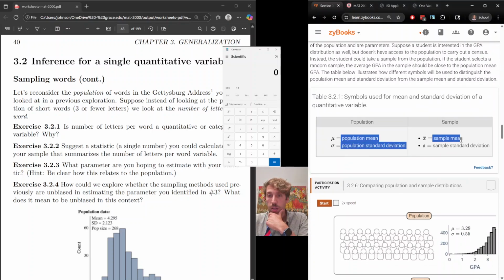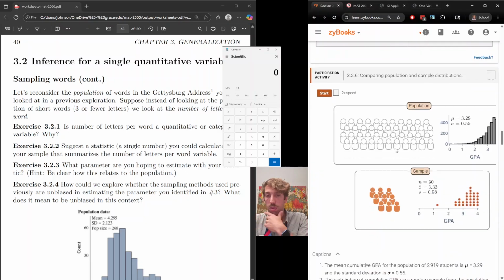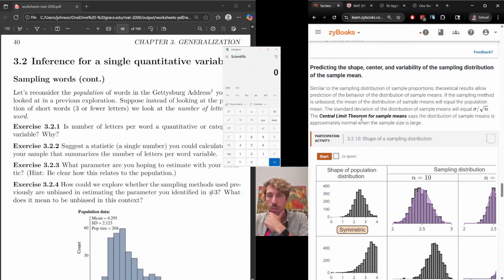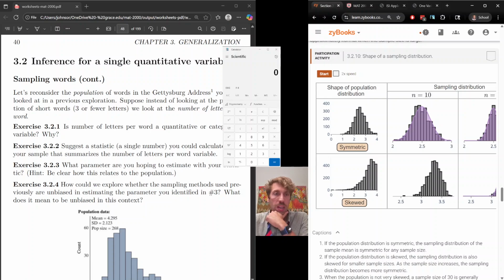Then you learned about population and sample. That's going to come back in the worksheet. And the central limit theorem is going to come back at the end of this worksheet. Okay. So in the worksheet, we are going back to the Gettysburg Address from last section. But we're going to look at the data from more of a quantitative perspective instead of a categorical perspective.